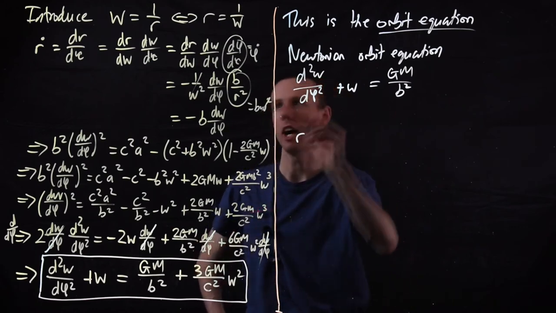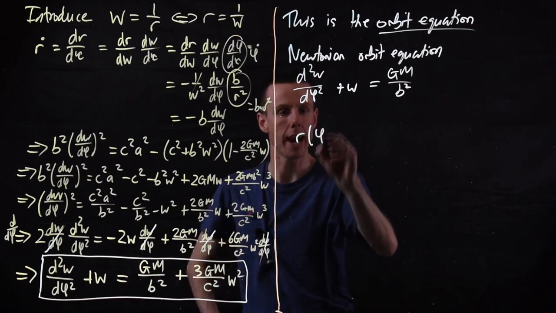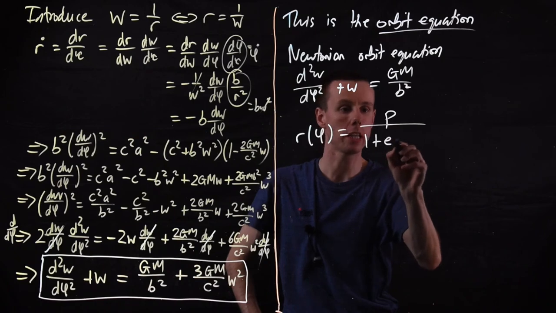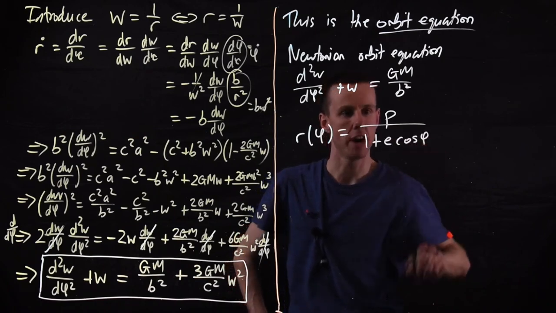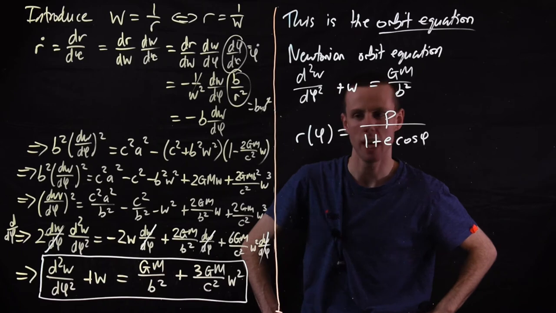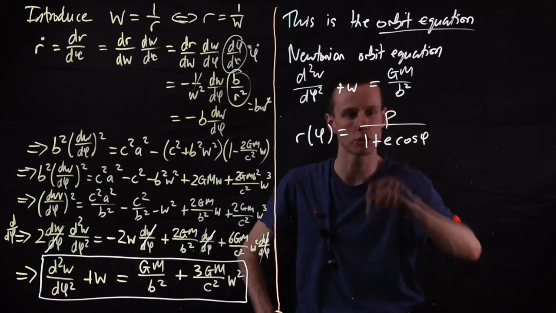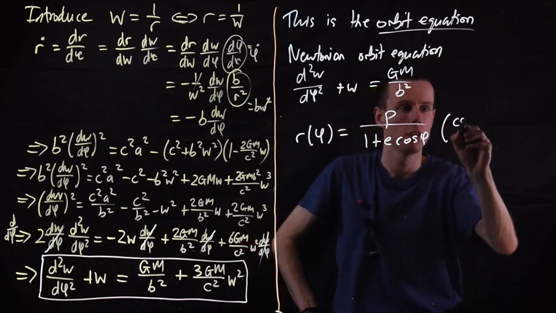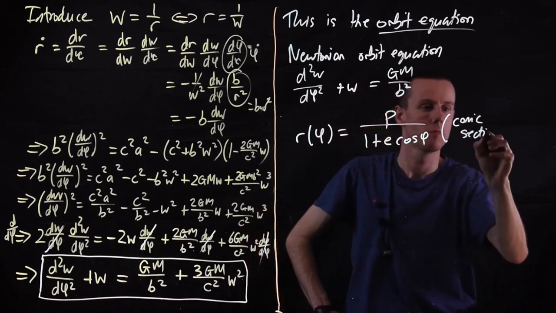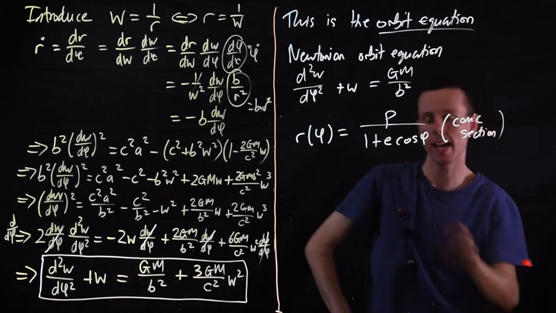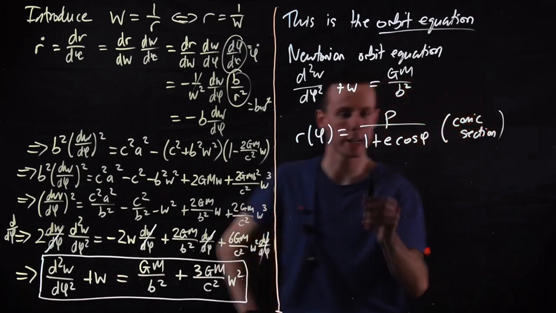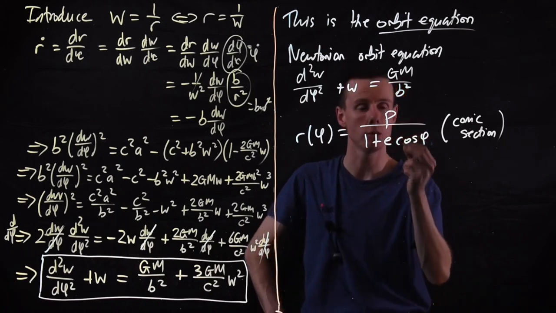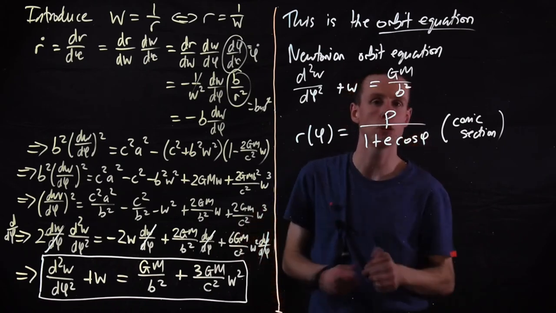And rather than w, I'll just now change back to r. So you get r of phi equals something like this: p over 1 plus e cosine phi. It has that form, where p and e are constants. And this is actually the equation of a conic section. e is the eccentricity of the conic section. So if e is less than 1, you get an ellipse. If e equals 1, you get a parabola, which is an unbound orbit. If e is greater than 1, you get a hyperbola.